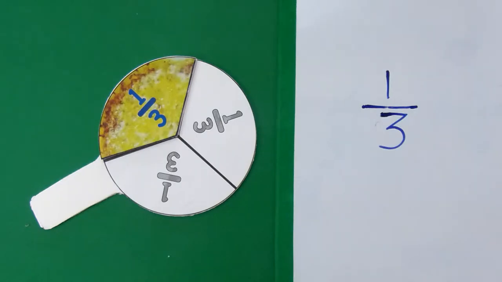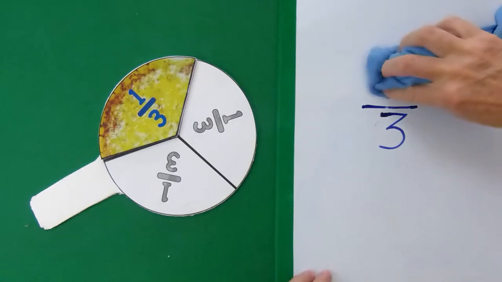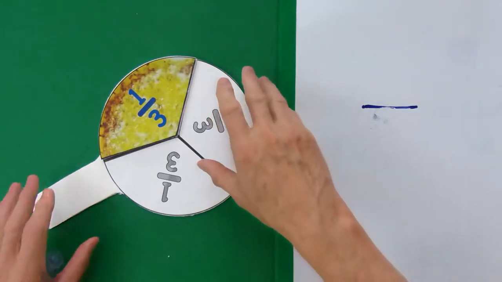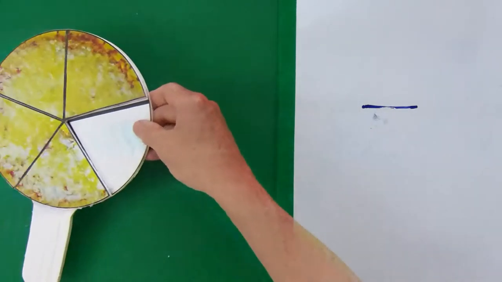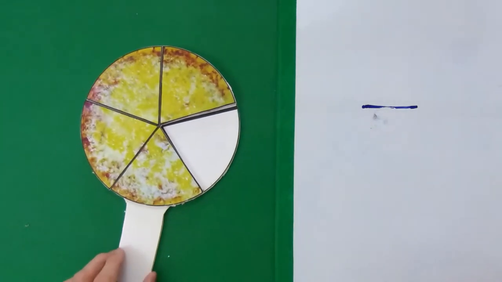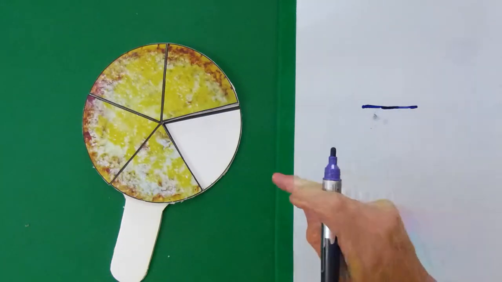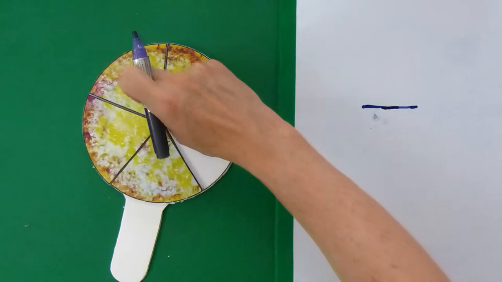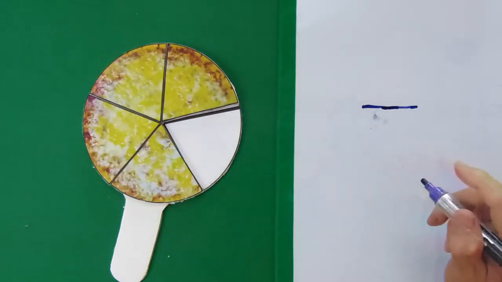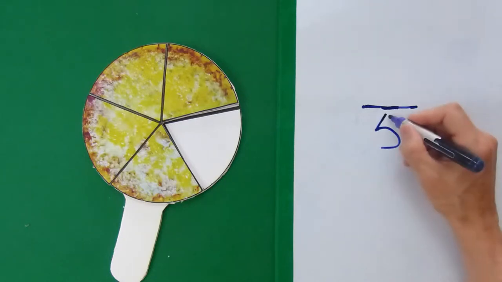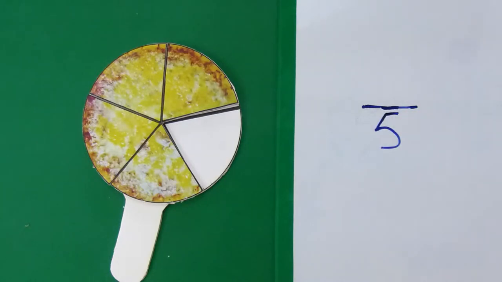Now we'll move on to the second question in the mini test. And in the second question in the mini test, we had this one. So what have we got here? We've got 5 pieces altogether. 1, 2, 3, 4, 5. So the whole pizza's got 5 pieces in. So the bottom number is 5. That's what it's out of.